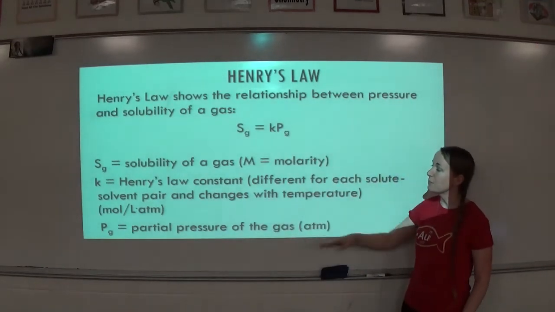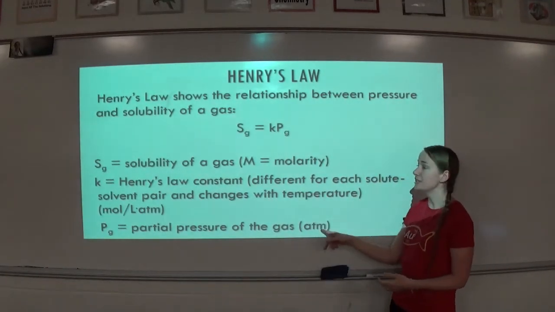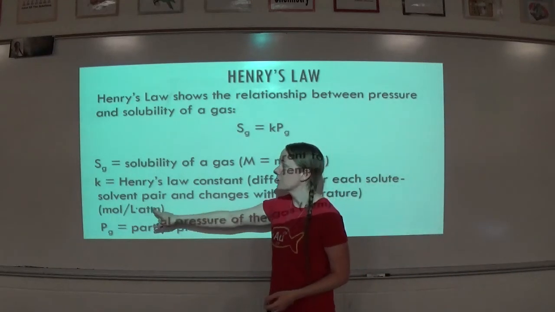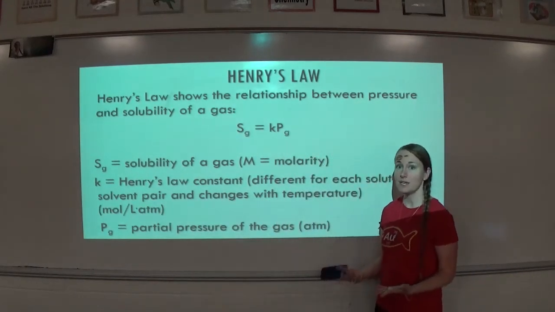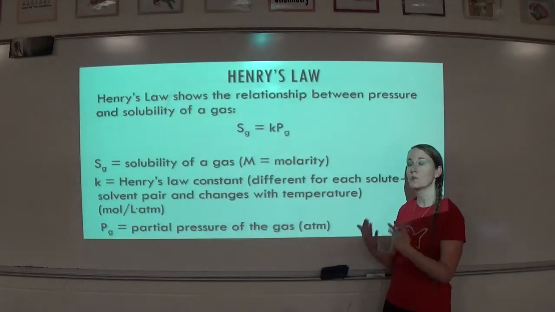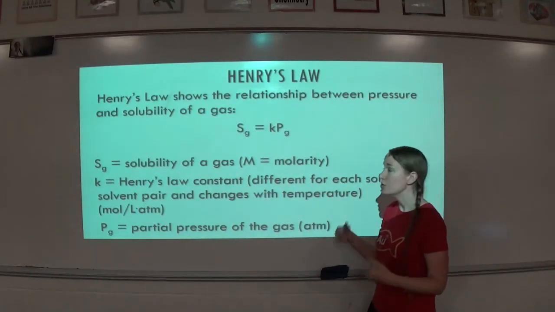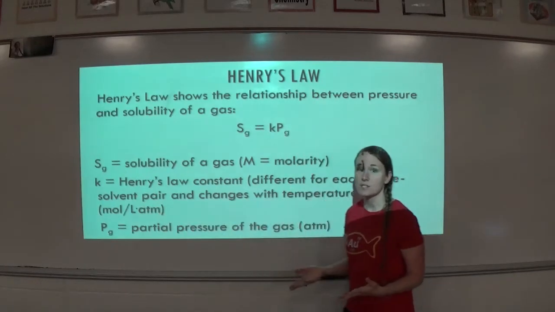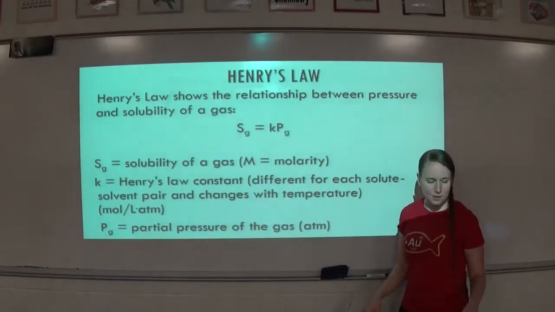And then P is the partial pressure of your gas, and it needs to be in atmospheres because that's what your Henry's law constant is going to be in. So the important thing to remember is if I give you pressure in kilopascals or torr or millimeters of mercury or something like that, you'll need to convert it to get to ATM so that you can plug it in. All right, so let's look at what one of these looks like.